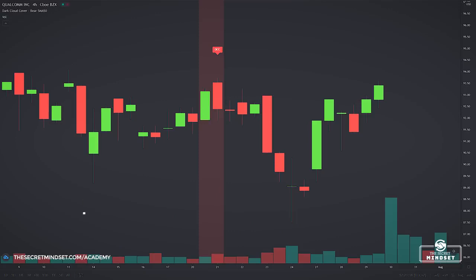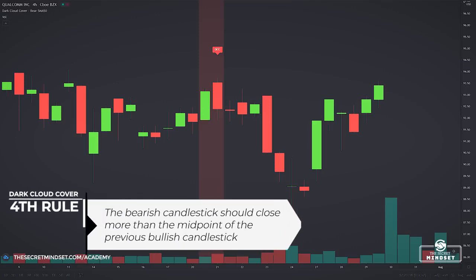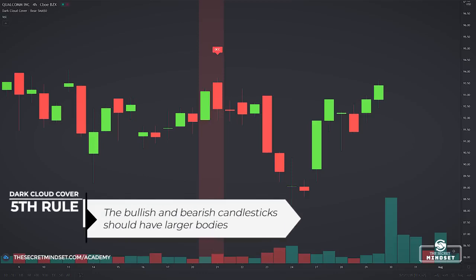Fourthly, the bearish candlestick should close more than the midpoint of the previous bullish candlestick. And lastly, the bullish as well as the bearish candlestick should have larger bodies.